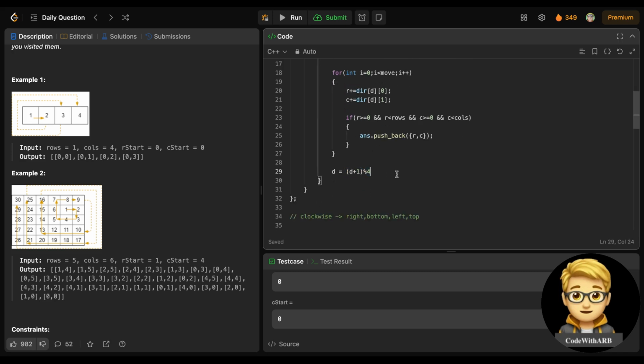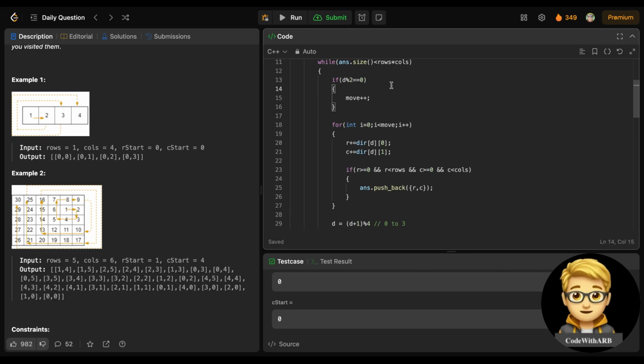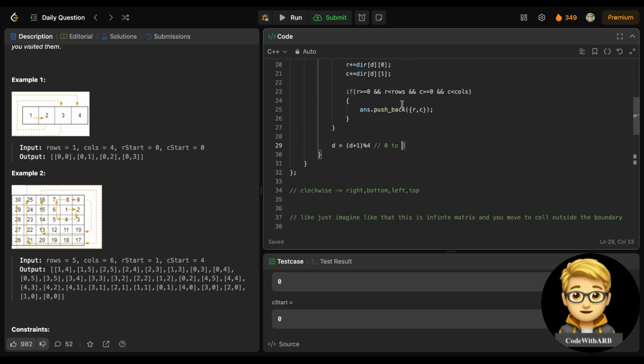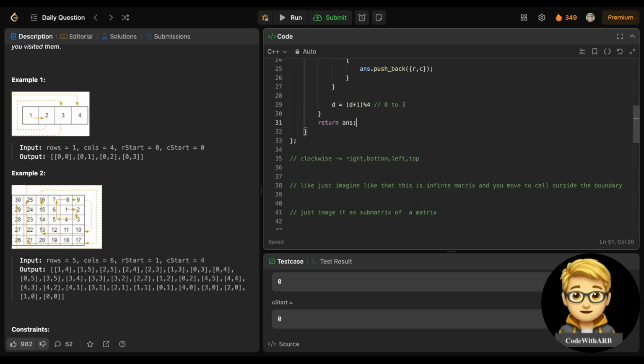And if it is greater than 4, it will go back to 0, 1, 2, 3. It will generalize to 0 to 3, and this will move from 0 to 2. This is 0 and 2, okay? For every two directions, I will increase its move, and for every four directions, I will change the directions. This is how we solve this question, and we will just return an answer for this.